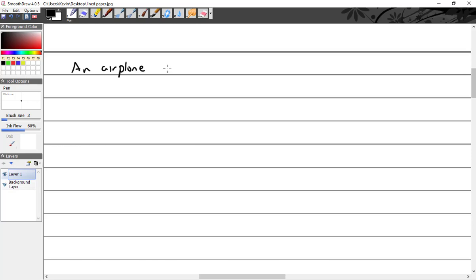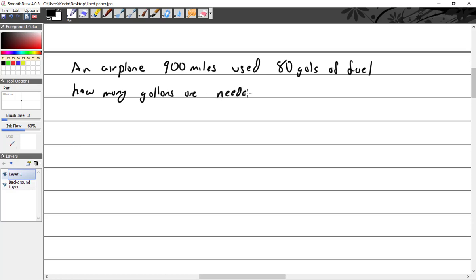Okay, an airplane flying a distance of 900 miles used 80 gallons of gas. We'll say fuel. How many gallons are needed to fly 3,000 miles?